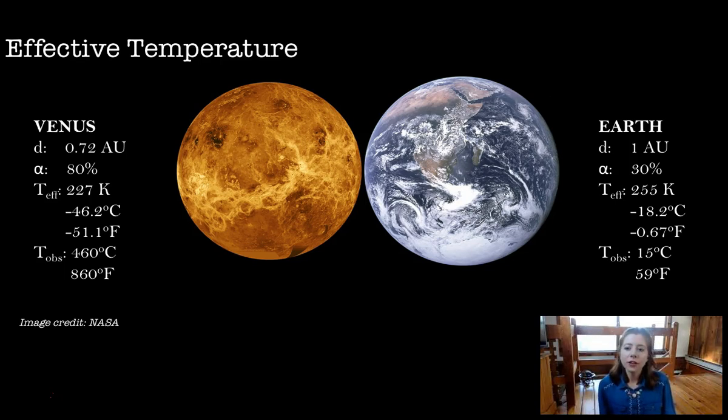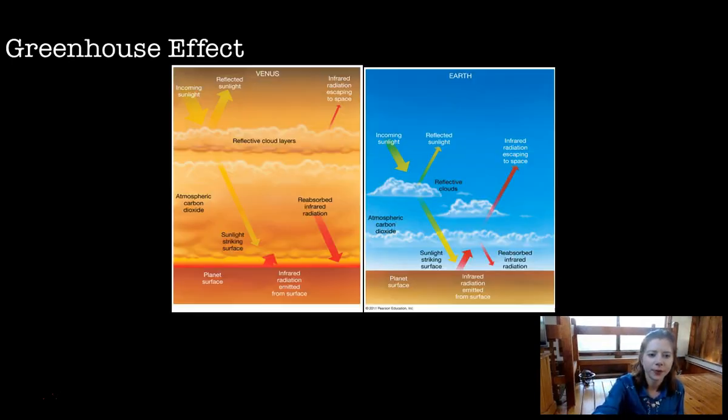Now looking at Earth's greenhouse effect, the observed temperature is about 15 degrees Celsius or 59 degrees Fahrenheit. So we have a greenhouse effect of about 40 degrees Celsius, or so 33 to 40. So the greenhouse gases help keep Earth at a much more comfortable temperature. 59 degrees Fahrenheit is much more comfortable on average than 0 degrees Fahrenheit.